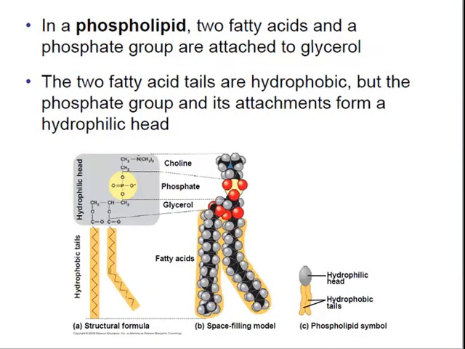In a phospholipid, 2 fatty acids and a phosphate group are attached to a glycerol. These 2 fatty acid tails are hydrophobic, which means they do not like water, but the phosphate group and its attachments form a hydrophilic head. This becomes really important when we start talking about the structures of our cell walls, and we'll get into the cell membrane structure later on when we talk about cells.